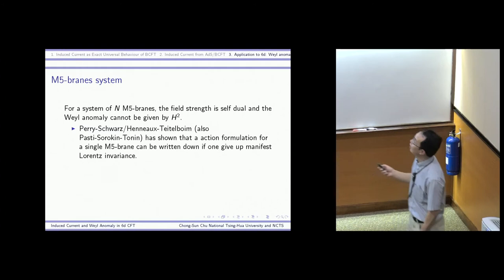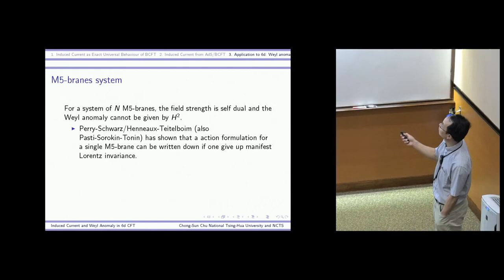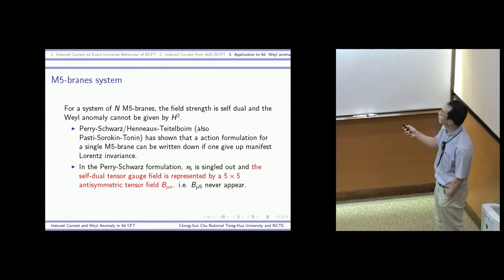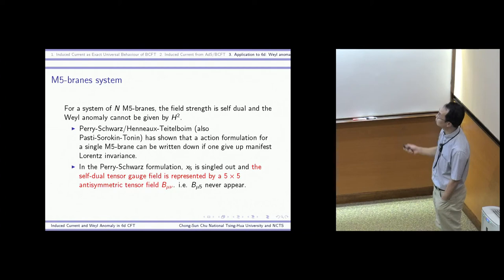Now come back to the M5-brane system. The B field is self-dual, so it doesn't make sense to have an F squared term. But on the other hand, we do have some formulation of the self-dual M5-brane theory, like the Pasti-Sorokin-Tonin or Perry-Schwarz formulation. Let me go over it very quickly. In that formulation, one has to give up manifest Lorentz symmetry, and the tensor B mu nu is gauge fixed. We gauge fix this component, and then we represent the dynamics of the self-dual tensor gauge field with a 5 by 5 matrix.